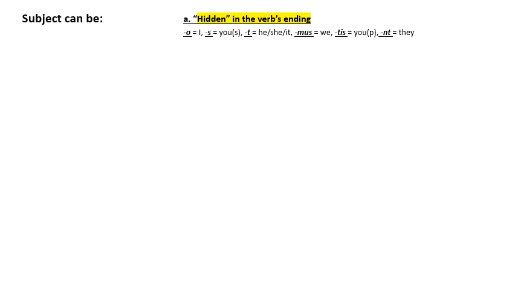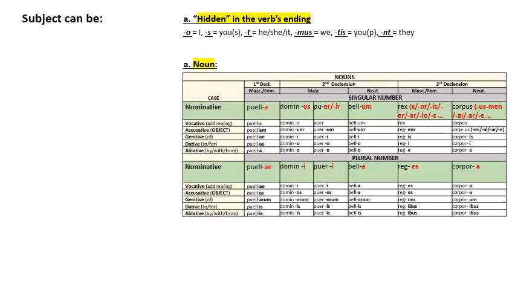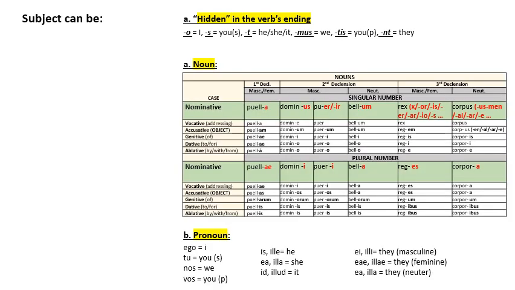So we saw that the subject is always hidden in a verb's ending, but the subject can also be outside the verb. It can be a noun or a pronoun. If it's a noun, the subject must be in the nominative case. This means that it must end in any of those red letters that you see in this table. But watch out! The subject must agree with the verb's ending in terms of number.